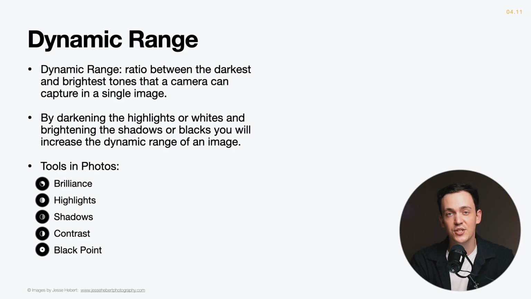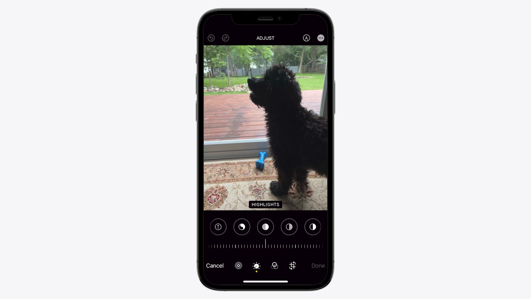these tools in conjunction. Dynamic range is the ratio between the brightest and darkest tones that a camera can capture in a single image. There's many tools in editing that can alter the perceived dynamic range of our images. A common process is to darken the highlights and brighten the shadows in editing in order to increase that perceived dynamic range. This is going to introduce more detail across the spectrum of highlights to shadows in your image.